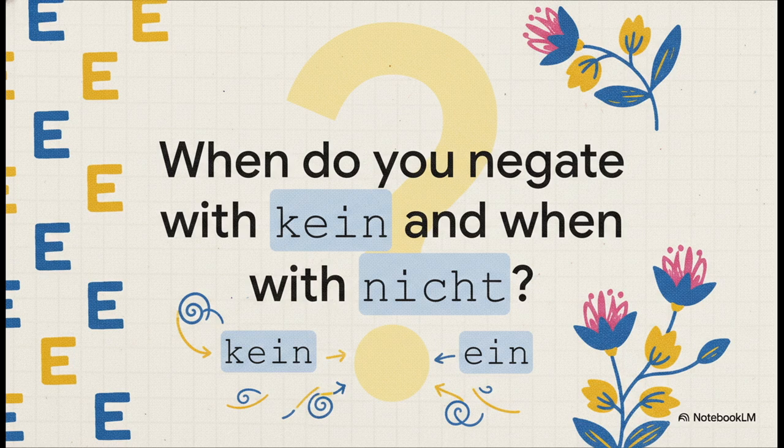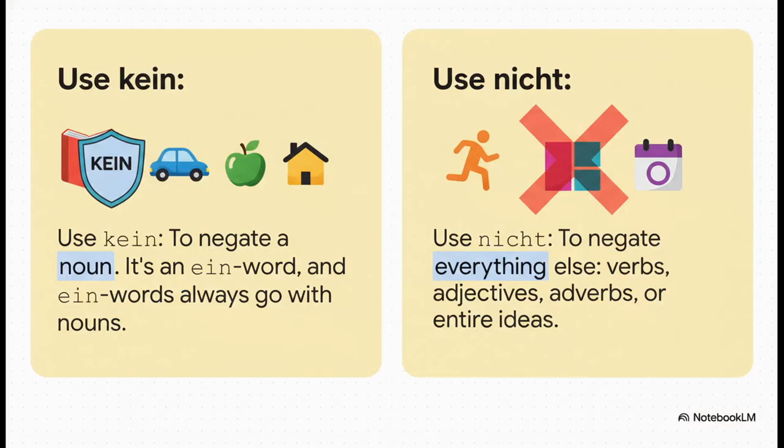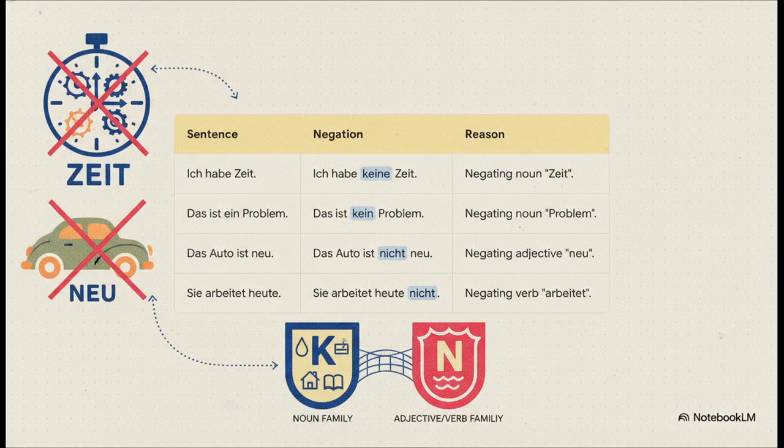Do you remember? That's right, it's an ein word. So here's the bottom line. It's actually super logical. If you are negating a noun, you use its family member, kein. That is its one and only job. For literally everything else that isn't a noun, we're talking verbs, adjectives, adverbs, whole ideas, you use nicht. That's the rule. And these examples just show it perfectly.